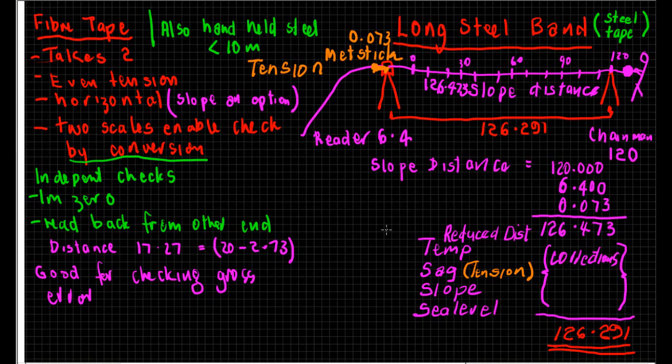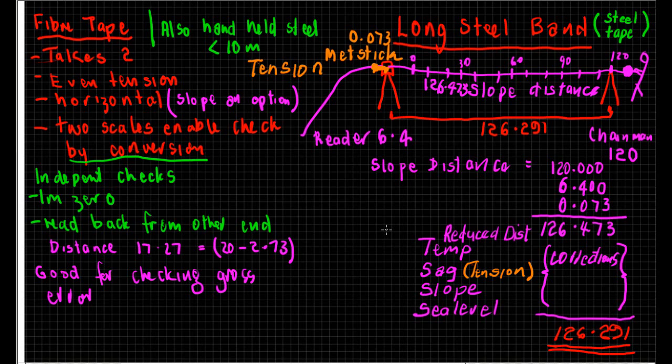With the fibre tape, I've also included the handheld steel tape, less than 10 metres, the one that we all clip on the side of our belt, used to measure our instrument heights and other little bits and pieces. Just a handy thing that we have there. The fiberglass tape generally takes 2. It's best to apply an even tension to it, and generally we don't try to measure what the tension is, but you'll find on some tapes it's stated what tension the tape should be at.